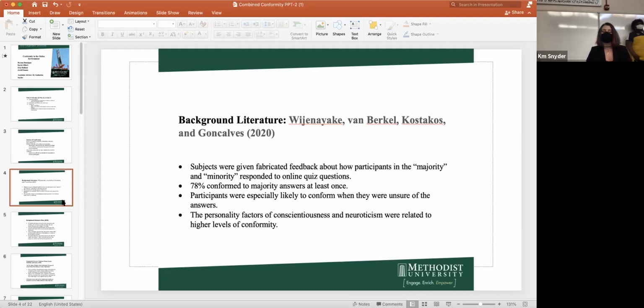Because of the way that this was set up, the researchers found that participants conformed at least 78% of the time, and they were especially more likely to conform if they were unsure about the answers to the online quiz questions. The personality factors of conscientiousness and neuroticism were related to higher levels of conformity, which is important because levels of conscientiousness and neuroticism are related to levels of introversion.